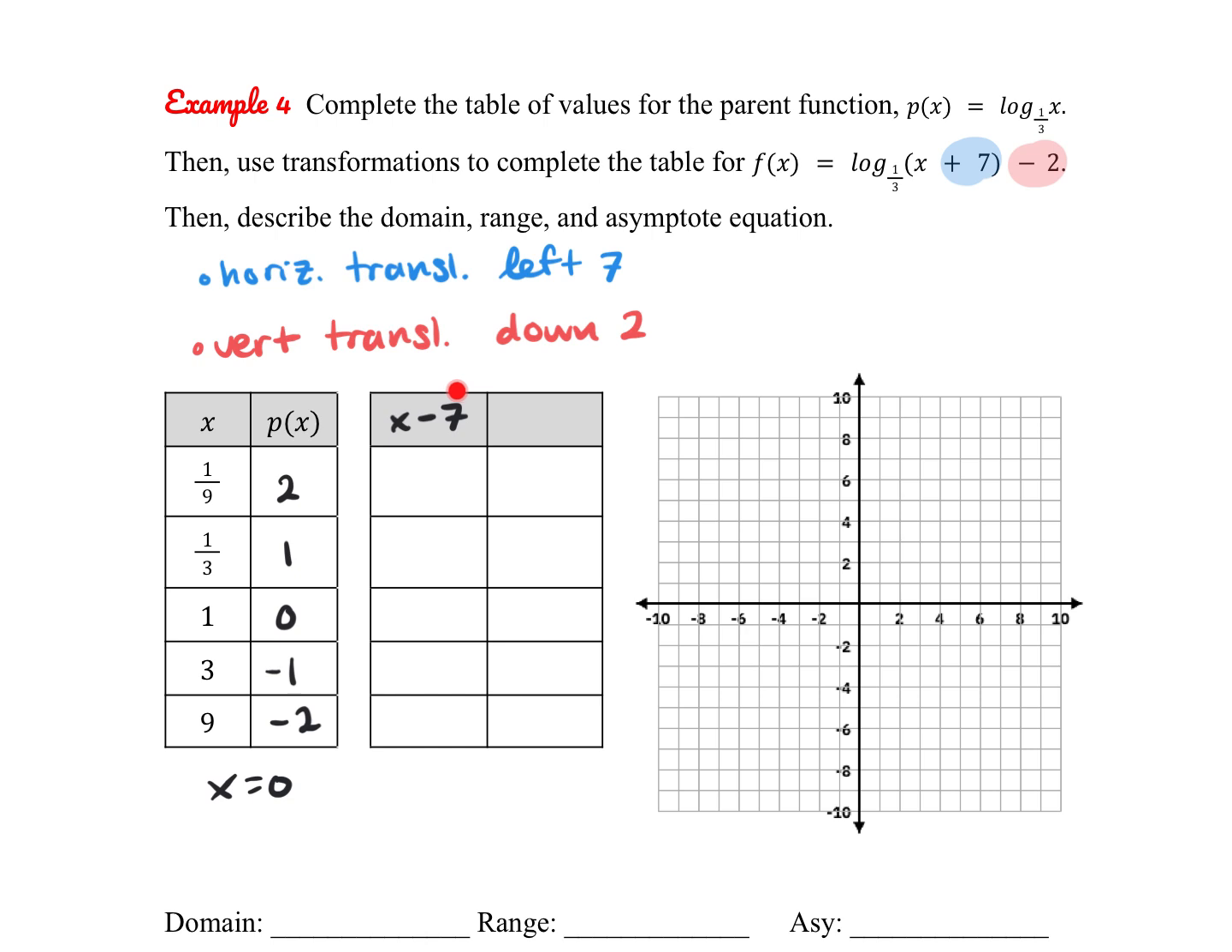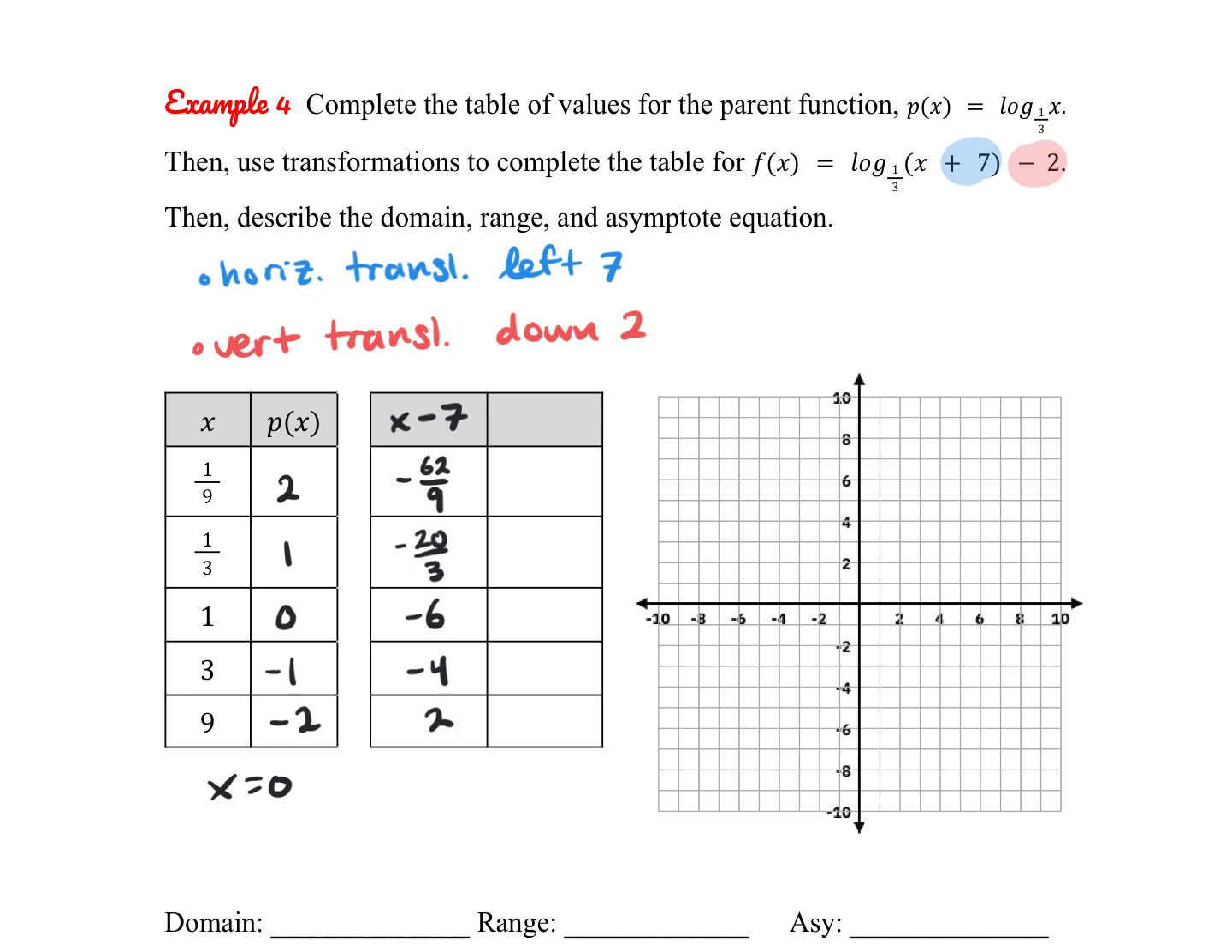All right, let's try to do this with improper fractions. I have 1/9 minus 63/9. So 1 minus 63 would give us negative 62/9. Here I have 1/3 minus 21/3. So 1 minus 21 would be negative 20/3. And then I have 1 minus 7, which is negative 6, 3 minus 7, and 9 minus 7.